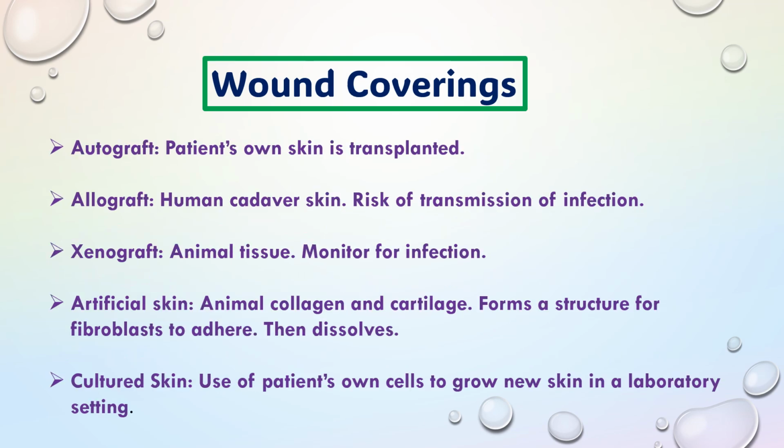There are different wound coverings to consider. One is an autograft. It's the patient's own skin from a healthy area transplanted to the area of injury. An allograft is human cadaver skin. There is a risk of transmission of infection. Xenograft is animal tissue. We need to, again, monitor for infection. There's also artificial skin. It's animal collagen and cartilage. It forms a structure for fibroblasts to adhere. This will then dissolve. Cultured skin, the use of patient's own cells to grow new skin in a laboratory setting.